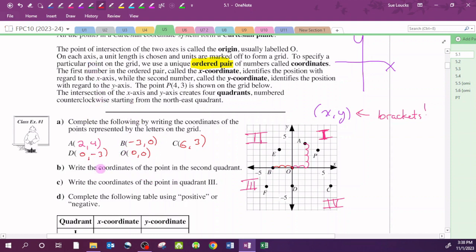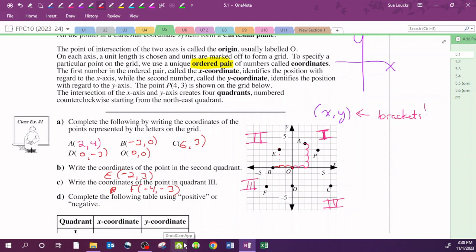Write the coordinates of the point in the second quadrant. Well, that would be this, so that's point E. And point E is at -2 and 3. So we start at the origin, we go back 2, that's -2, and up 3. The coordinates of the point in quadrant 3, that's point F. And that is at -4, -3. Okay, so the plus and minus matters and the order matters.